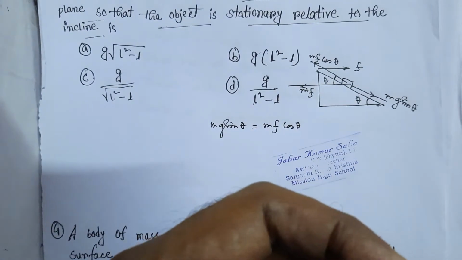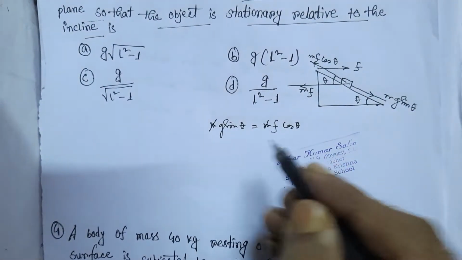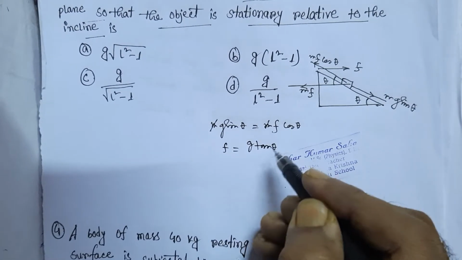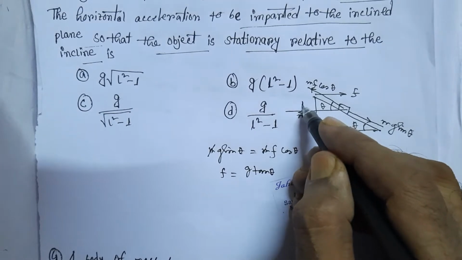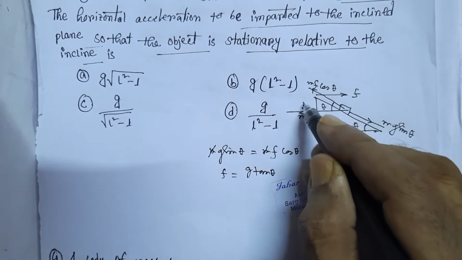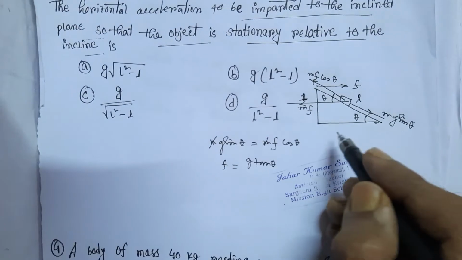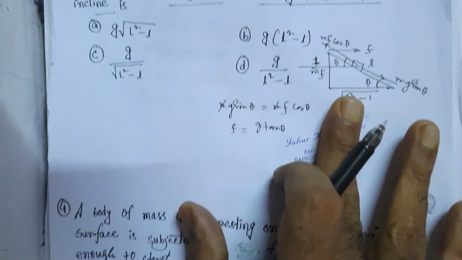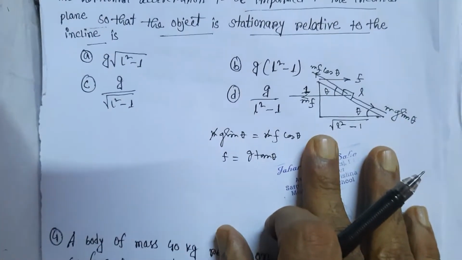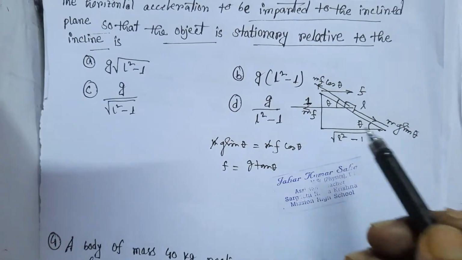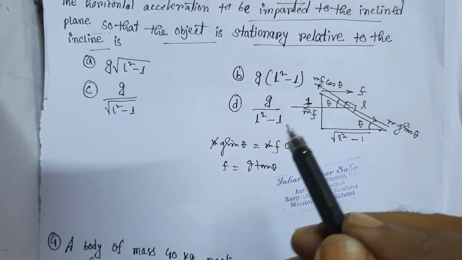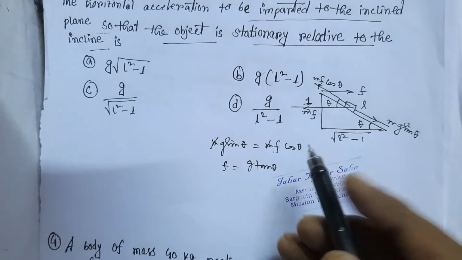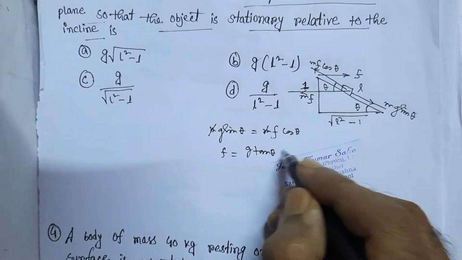Hence, f equals, what is there? M being cancelled out, f equals g tan theta. Now, inclination is 1:L. So, perpendicular is 1, hypotenuse is L. So, base is root over L square minus 1. Sin theta is 1 by L, so we will get tan theta as 1 by root over L square minus 1.